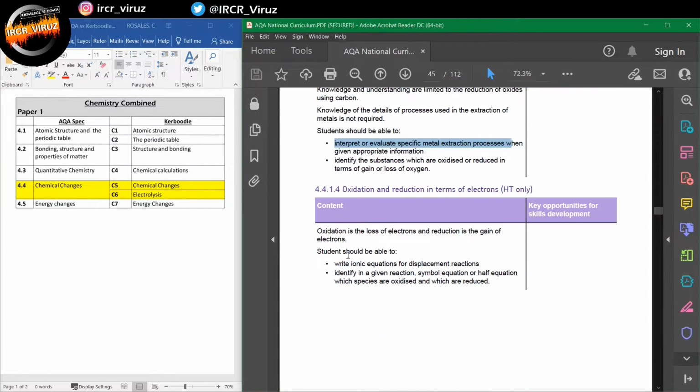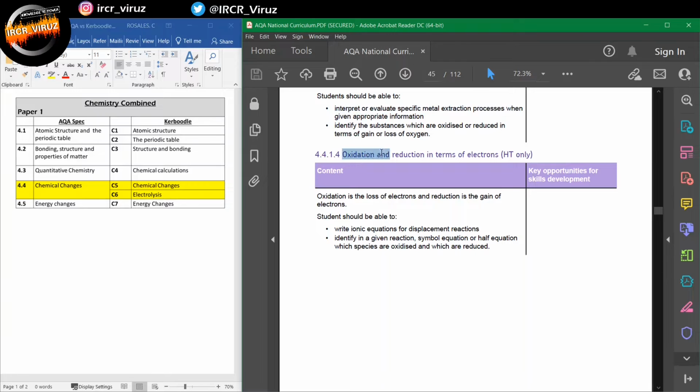Okay, now when we're looking at oxidation and reduction in terms of electrons, this is only for higher tier. Okay, so if you're doing triple science, this is for you. If you do not do triple science, you don't really have to worry about this too much. You might not get a question about it, but it's always important that you understand it, or just know about it. Okay, so we said that oxidation is the addition of oxygen, and reduction is taking away that oxygen.